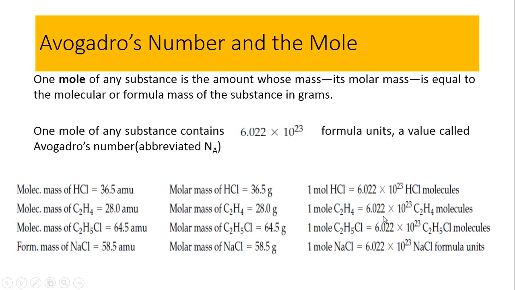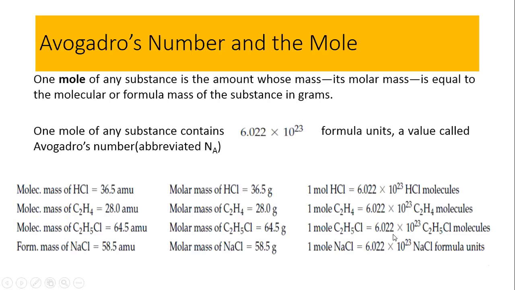And how many molecules are present? This is the number of molecules present in 1 mole of the substance. So if you have a look at all these calculations, 1 mole of NaCl, 1 mole of C2H5Cl, 1 mole of C2H4, 1 mole of HCl, all have the same number of molecules, equal to 6.02 exponent 23, and this is called the Avogadro number.